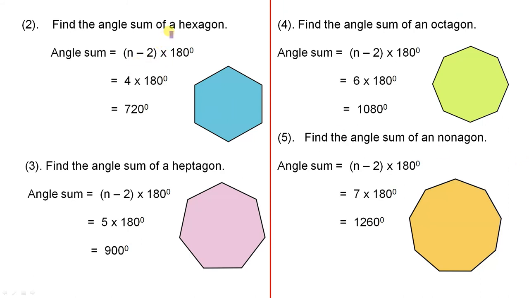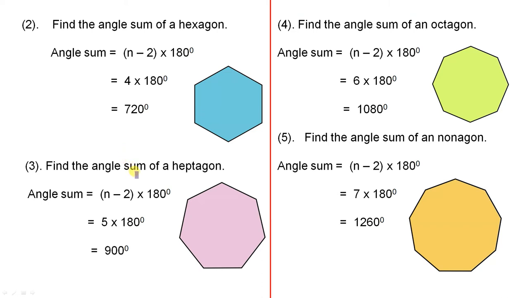Find the angle sum of a hexagon, which is a 6-sided figure. n minus 2 times 180, n equals 6, so 6 minus 2 is 4. 4 times 180 is 720. So those 6 angles add up to 720 degrees.